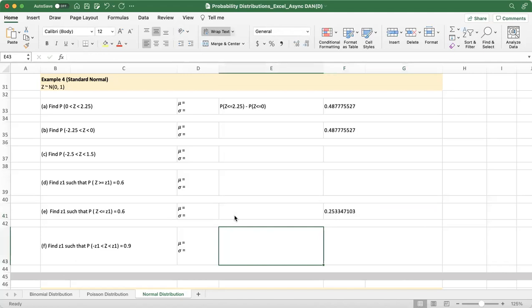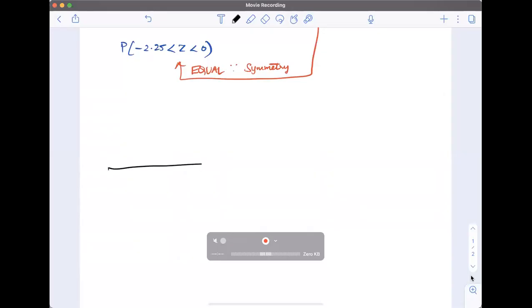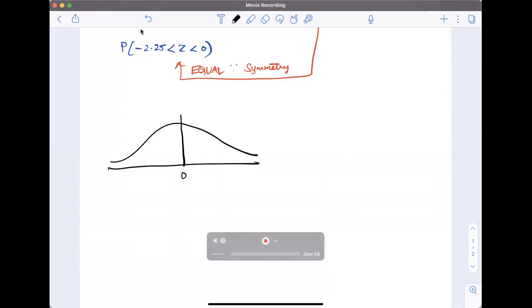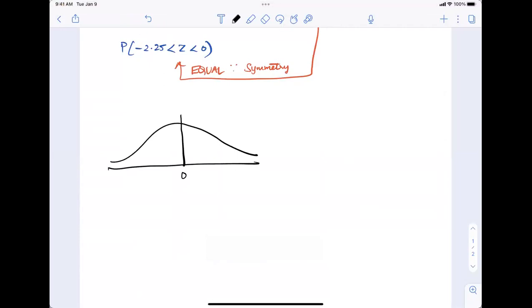So the way you'd want to visualize this is, we go back to our worksheet. You have to find Z1 such that the area to the left of that particular point is equal to 0.6. Now we know the area to the left of the mean is 0.5. So if the area to the left of that point is 0.6, then it has to be somewhere to the right of the mean. So it's perhaps somewhere over there. So this is Z1. And this entire area, we are told, is equal to 0.6.